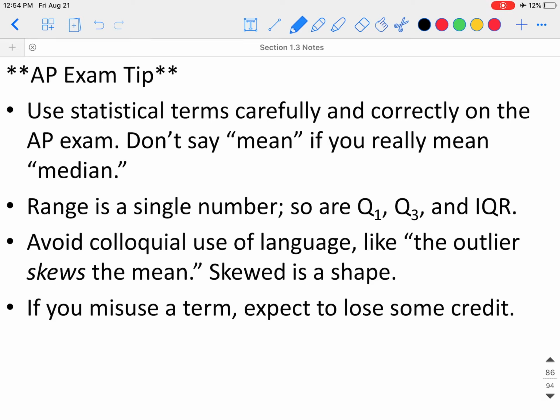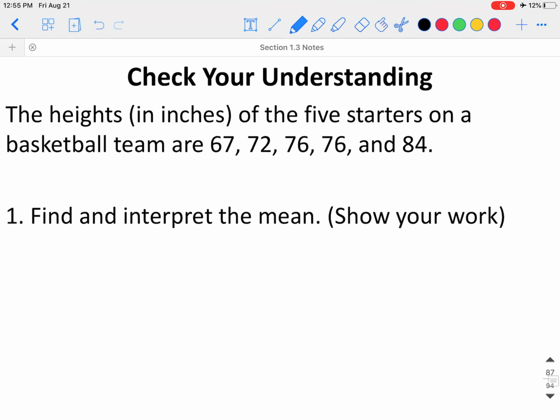When you go to take your AP exam, use statistical terms carefully and correctly. Don't say mean if you really mean median. Range is a single number, and so are Q1, Q3, and IQR. Avoid colloquial use of the language, like "the outlier skews the mean." Skewed is a shape. If you misuse a term, expect to lose some credit.